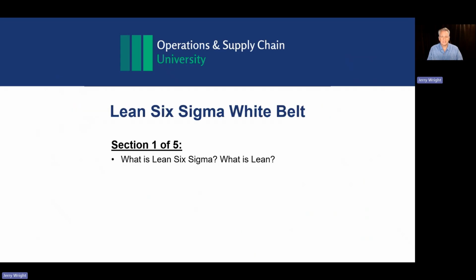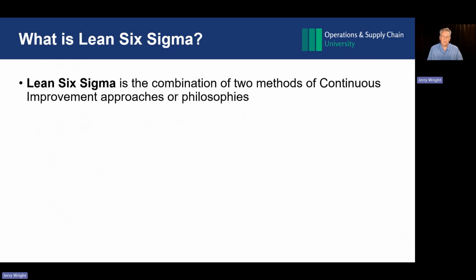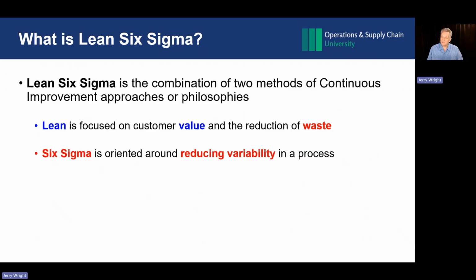So first, let's dig into Lean Six Sigma white belt. What is Lean Six Sigma and what is Lean? So what is Lean Six Sigma? Lean Six Sigma is the combination of 2 methods of continuous improvement approaches or philosophies. Lean is really focused more on customer value and then the reduction of waste. And we'll talk more about waste in a moment.